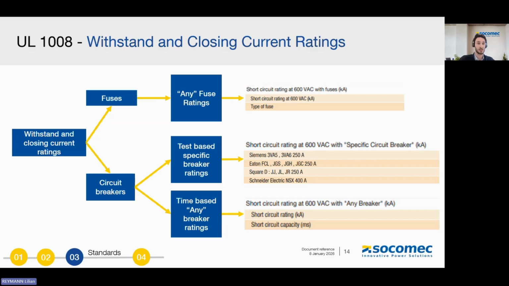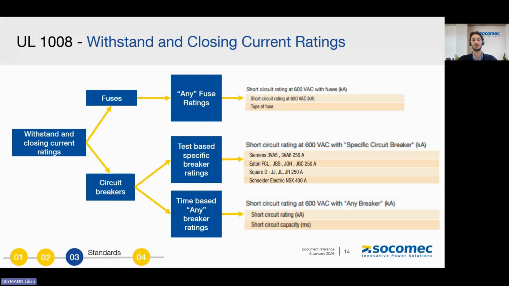After that, you can choose between fuses. It's usually any fuse ratings. So it will mention the type of fuse that you can select with the right short circuit rating, depending on the voltage rating, and it will give you all the advice to choose the right one. Or, if you don't want to choose fuses, you can use circuit breakers as overcurrent protection devices.